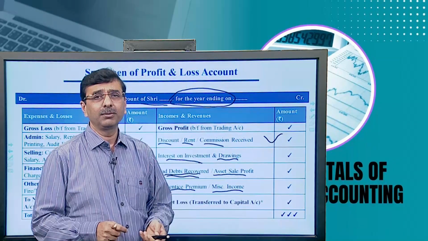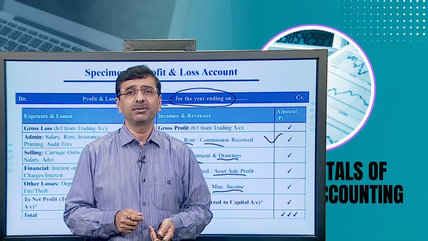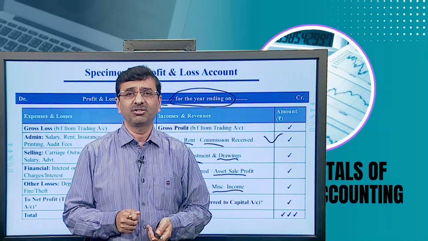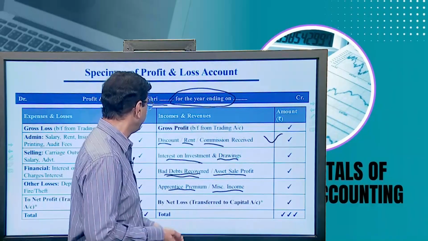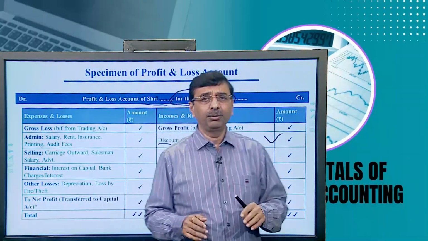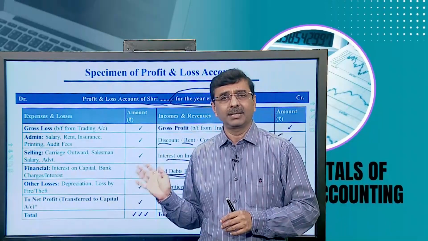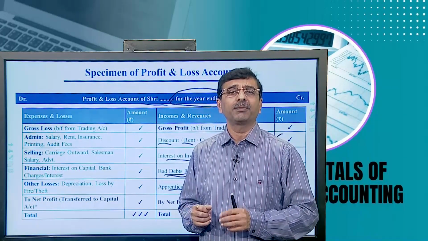Apprentice premium: if you have a person working in your firm and you are charging some premium, the apprentice premium would be considered as an income. At the end, we are going to close this profit and loss account and find out the net profit or net loss.